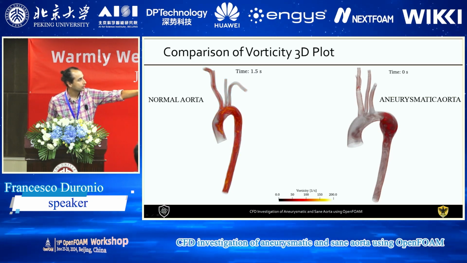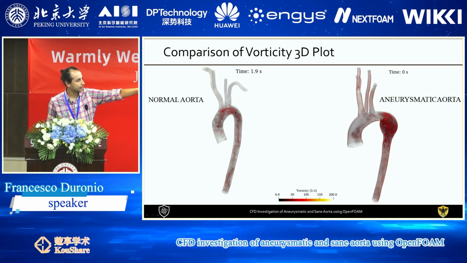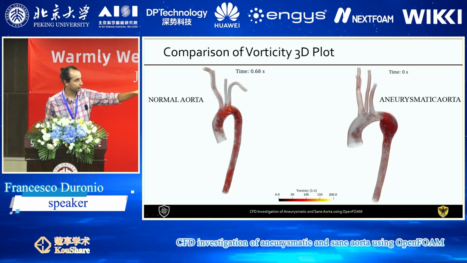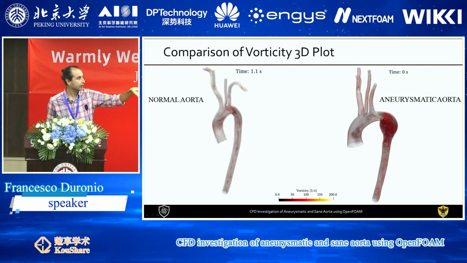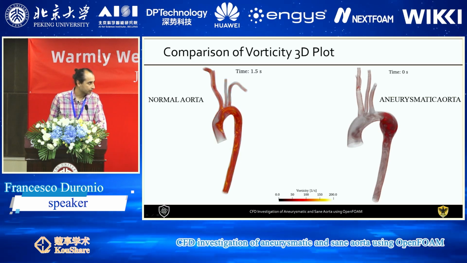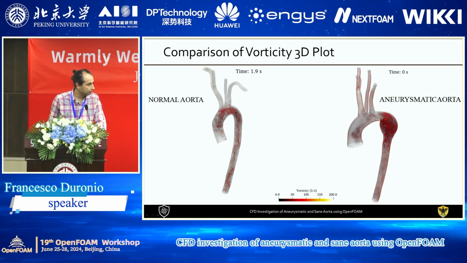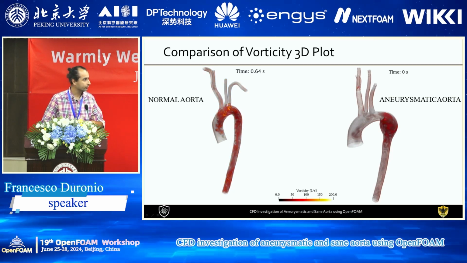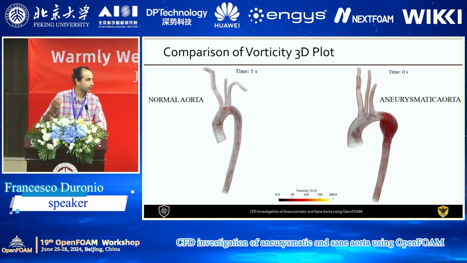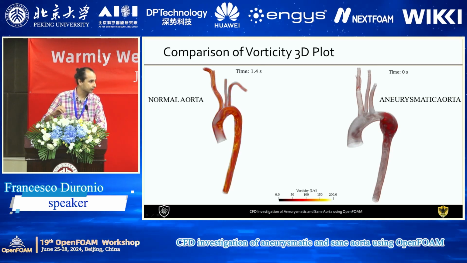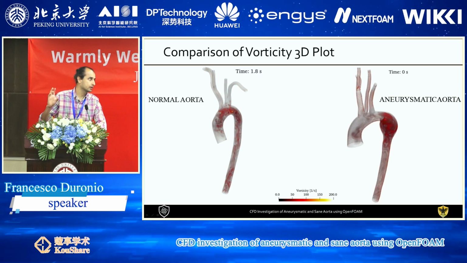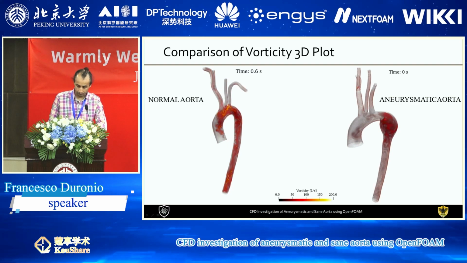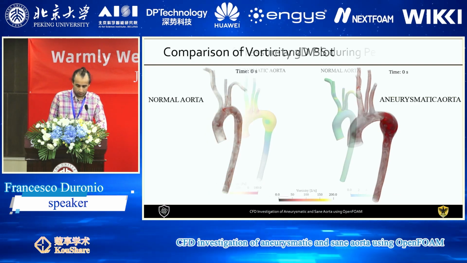On the right-hand side, instead, you can look at the enlargement zone where we have a strong vorticity. Both of them are vorticity plots in the enlargement zone, and this is a consequence obviously of the fact that there is this enlargement. And this vortex brings to a recirculation zone. Blood remains in that zone, and it can deposit on the surfaces of the vessel, and it can bring to disease.